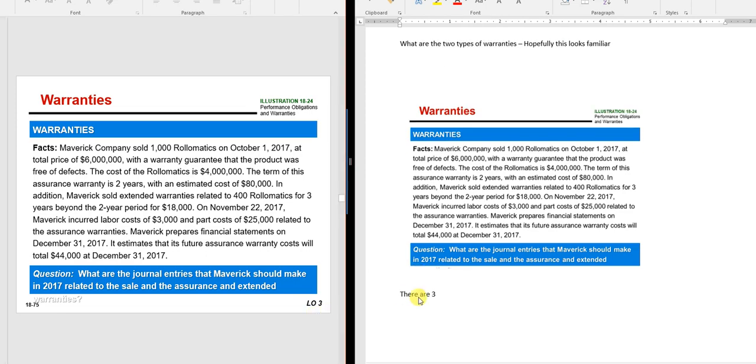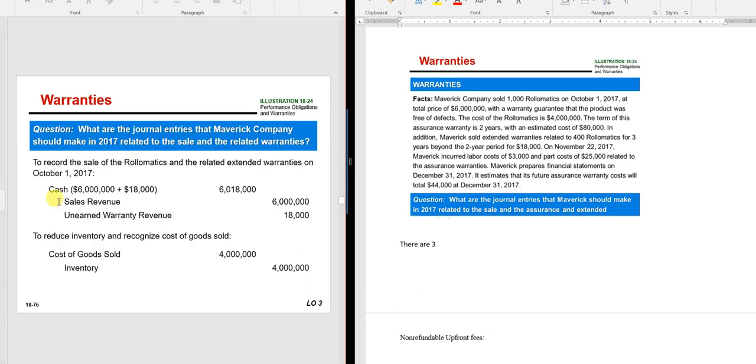Okay, so let's do the journal entries. There are 3 here. The first one, I have 2 performance obligations. One, it's the assurance type warranty that's part of it. So I had $6 million on that one, and I have sales revenue of $6 million. Then I'm going to add on this $18,000 for the separate performance obligation. So I got cash of $6,018,000, and that one is unearned warranty revenue because I haven't done anything on it.